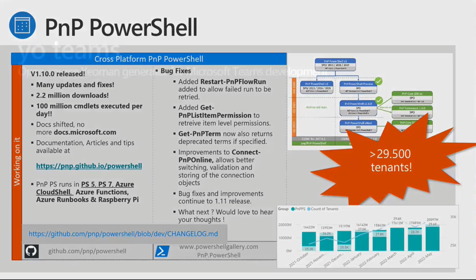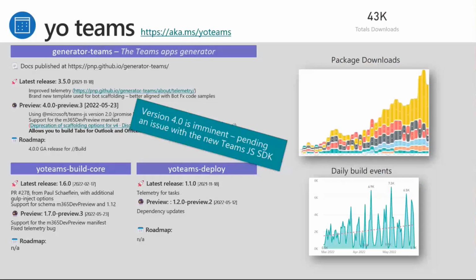Awesome, thank you, Gautam. All right, next up is yoteams. Version 4 is imminent. It's still imminent. It's pending an issue with the new Teams.js SDK, but we look forward to this new version, and you can take advantage of learning more about yoteams at aka.ms/yoteams, the Teams app generator. So definitely take advantage of learning more about that.